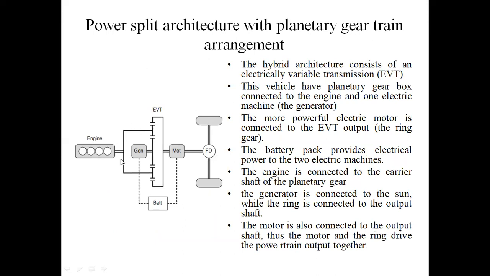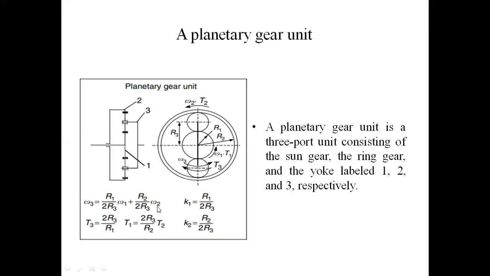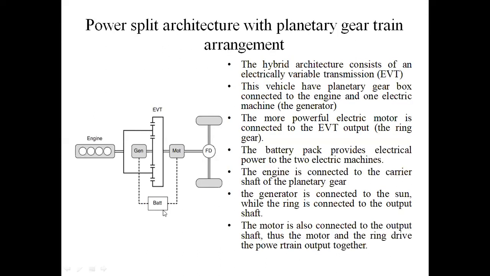In this architecture, first I will explain this diagram. This is the engine, this is the generator, here the motor, and here the battery bank. This is the gearbox setup. The engine output is connected to the gearbox. Next, the generator output is connected to the gearbox. Next, this EVT. EVT means electrically variable transmission. This EVT is connected to the motor input. Next, the motor output is connected to the fixed differential.